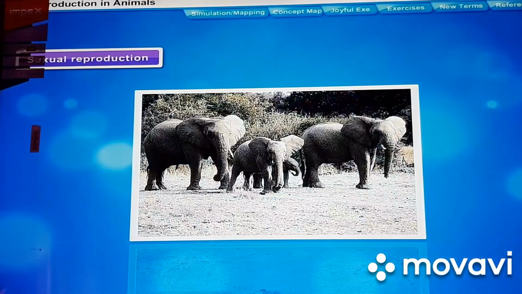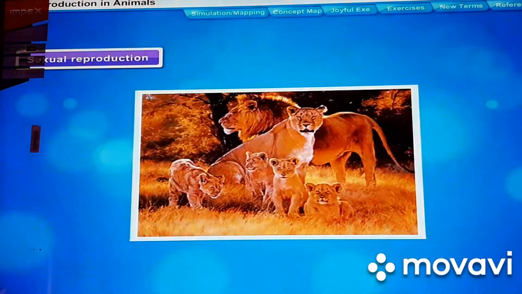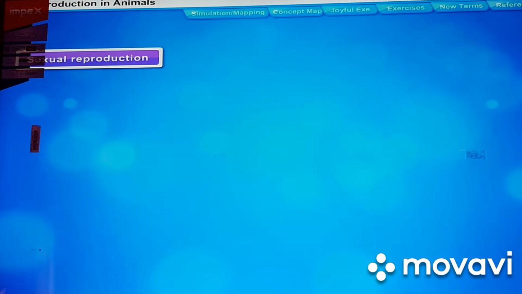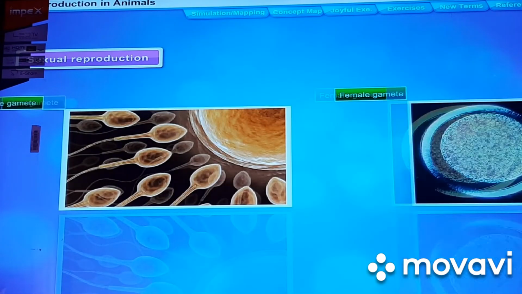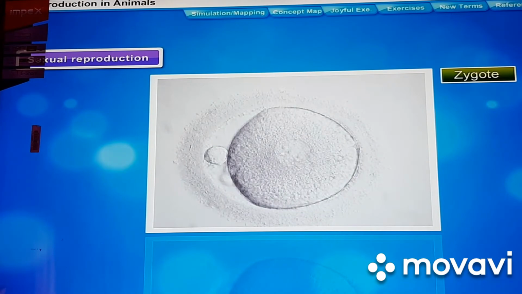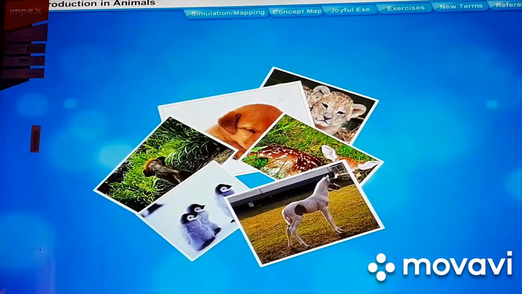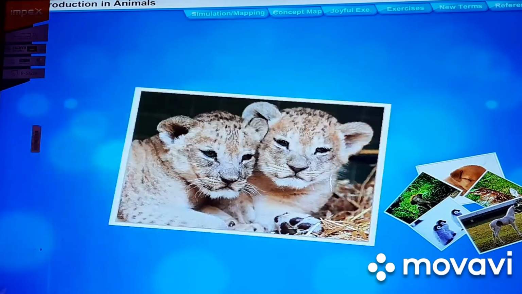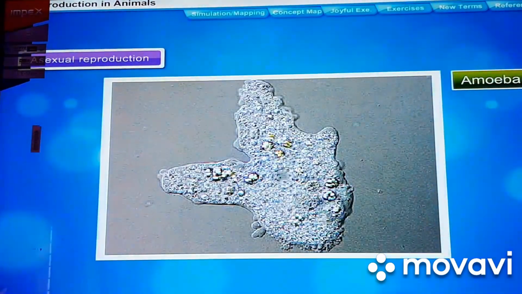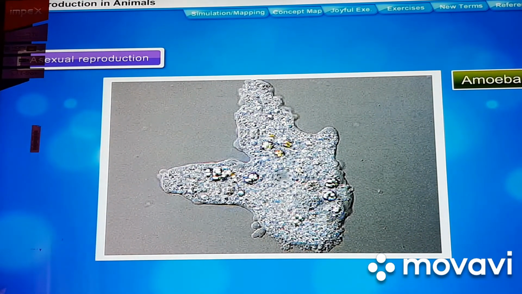Sexual reproduction: the production of a new animal from two existing parents by the fusion of their gametes is called sexual reproduction. It involves the fusion of a male gamete with a female gamete, which leads to the formation of a zygote that develops into a new individual. Fishes, frogs, cows, dogs, horses, human beings, etc. reproduce by sexual reproduction.